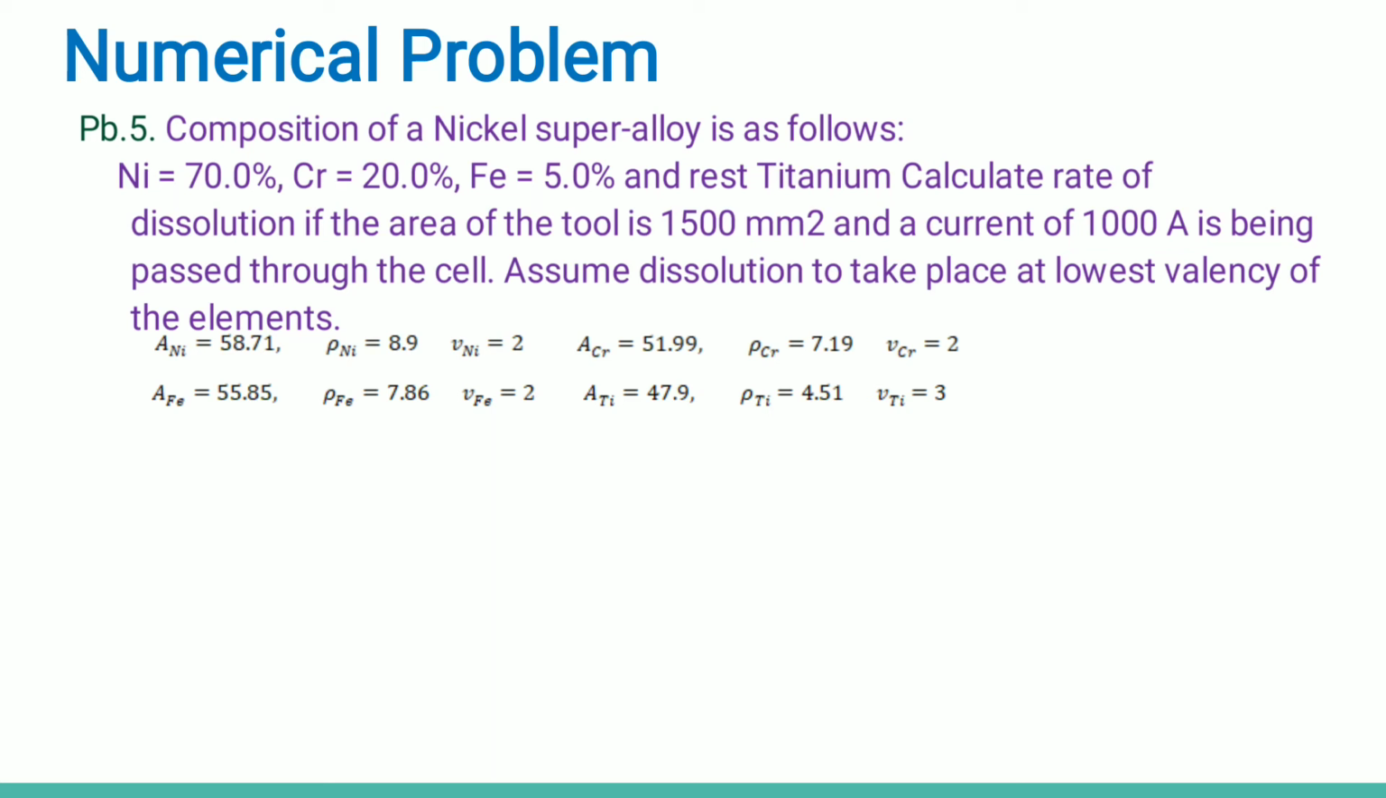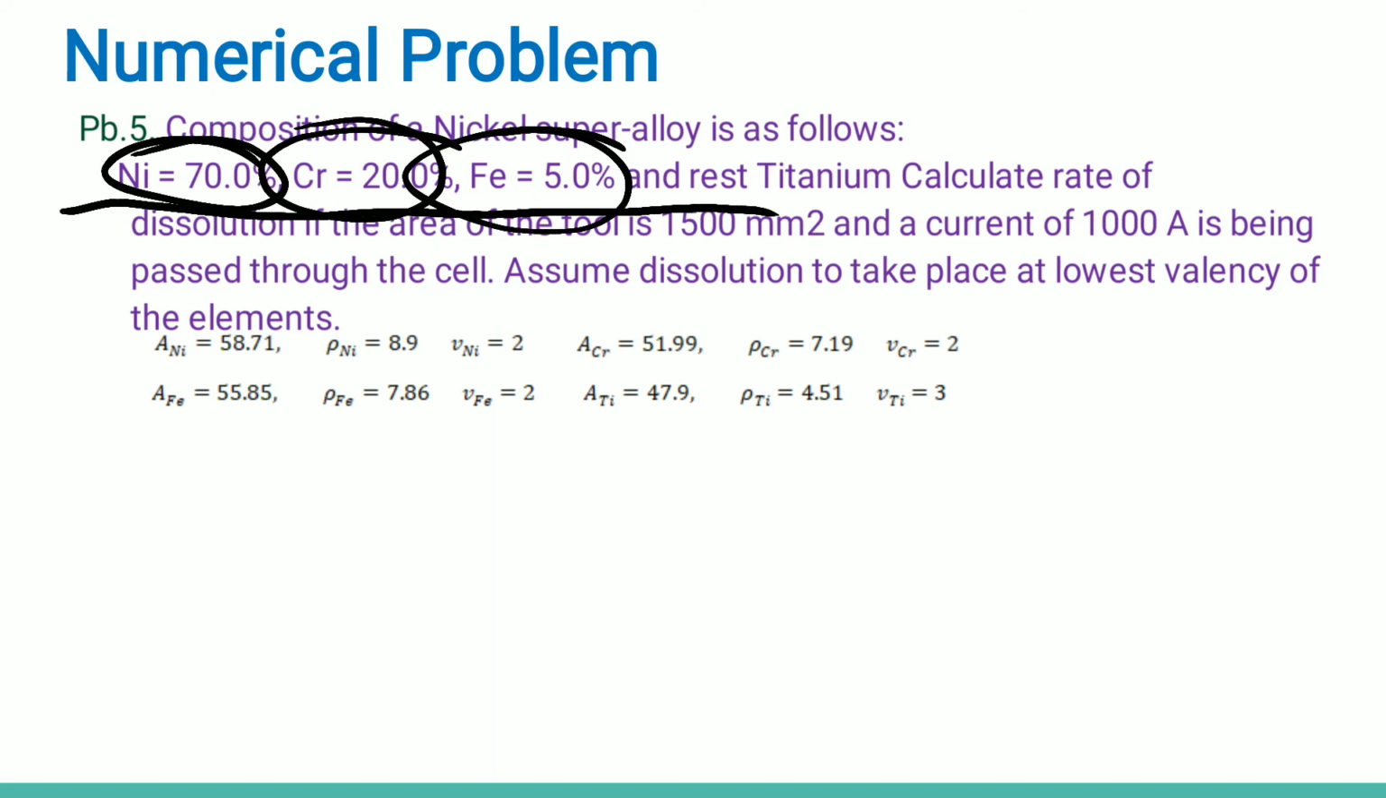The difference is we have to calculate the rho density, rho equivalence as well. So, this is the composition of nickel superalloy that we are taking for the machining purpose. The metals given to you are nickel, 70%, chromium, 20%, Fe, 5%. So 70 plus 20 is 90, 90 plus 5 is 95. So the remaining is titanium, 5% is titanium.